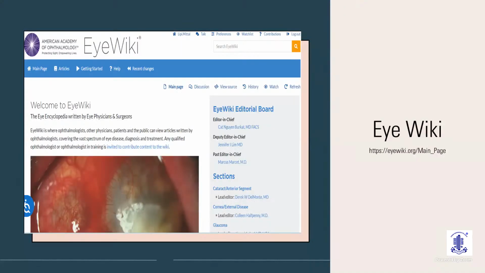iWiki is similar to Wikipedia, but specific to ophthalmology, which has been written by eye physicians and surgeons. There are subspecialty-wise sections present over here. You can just simply search for a topic you want information on. The interesting thing is that you can yourself edit and update iWiki articles.